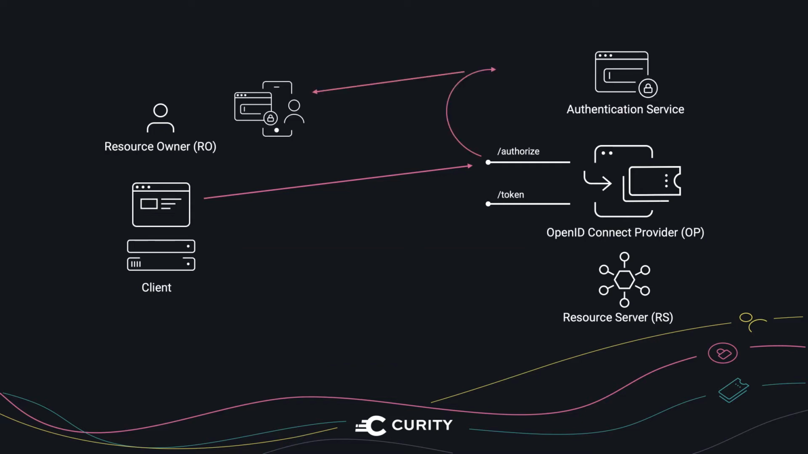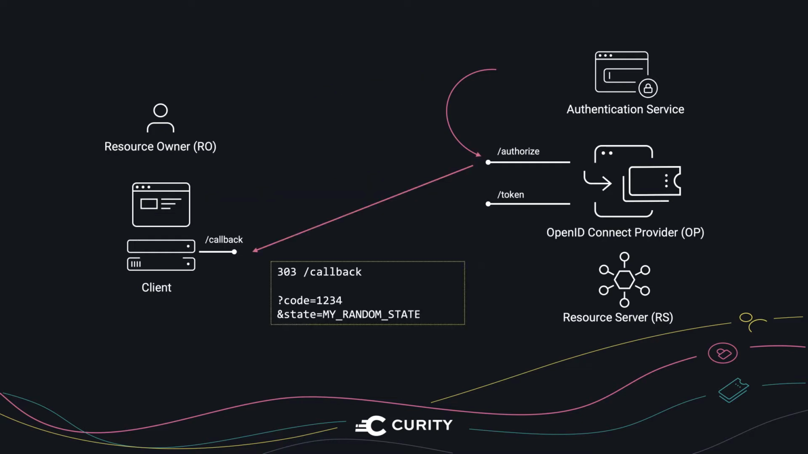Like before, the OpenID Connect provider doesn't really know how to authenticate the user per se, so it needs to delegate that out. So in this case, we redirect to an authentication service, the user logs in somehow, and then when we're done, like before, we redirect back to the callback endpoint, the redirect URI. And like before, we pass the state and the authorization code.